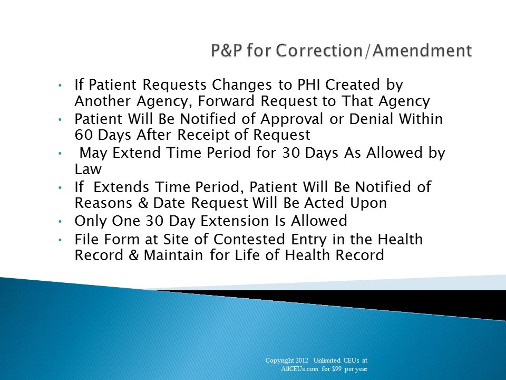If you extend the time period, the patient will be notified of the reasons and the date the request will be acted upon. So if you decide you're not going to rule on it until your next quarterly meeting, then the patient needs to be notified of the reason for the delay and the exact date that it will be ruled on. Only one 30-day extension is allowed. You need to file the form at the site of the contested entry in the health record and maintain it for the life of the health record.